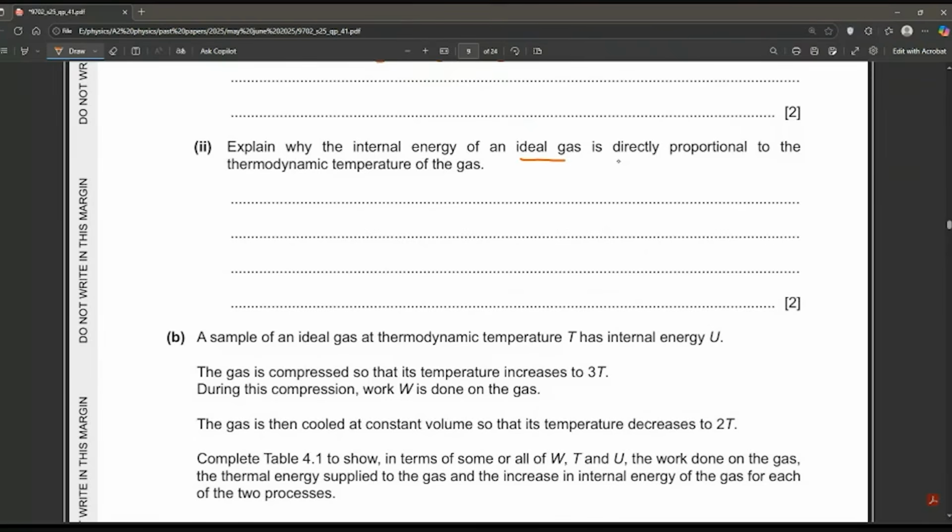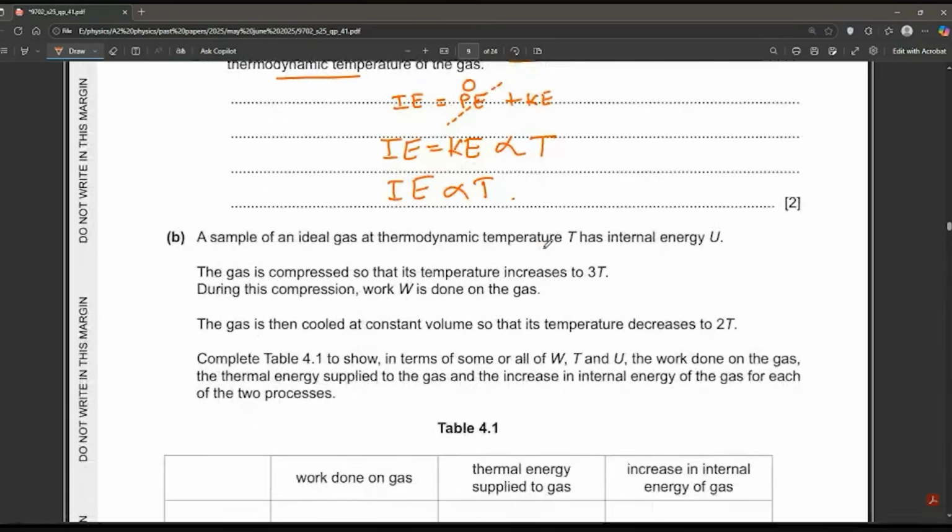Explain why the internal energy of an ideal gas is directly proportional to the thermodynamic temperature. Why? In an ideal gas, internal energy is equal to potential energy plus kinetic energy. Beta, this potential energy becomes what? Zero. Why? Because in an ideal gas, the intermolecular forces of attraction are negligible, so potential energy becomes zero. Internal energy becomes equal to kinetic energy, and kinetic energy is directly proportional to temperature. Hence, internal energy becomes directly proportional. I am not writing it down because that will take a lot of time.